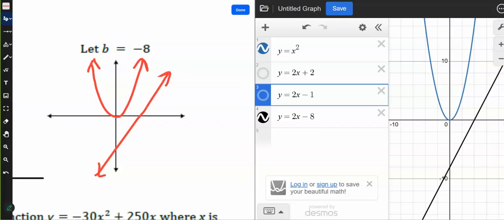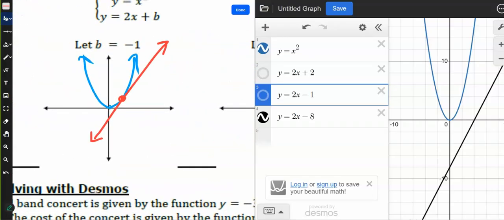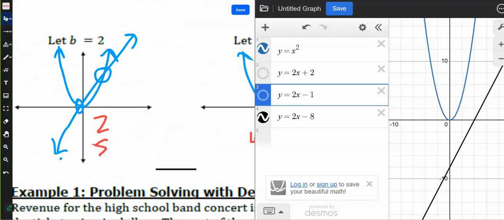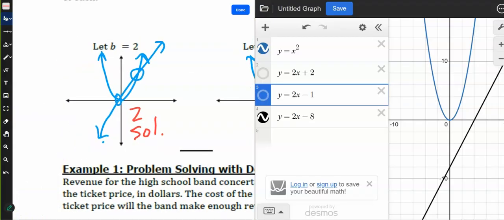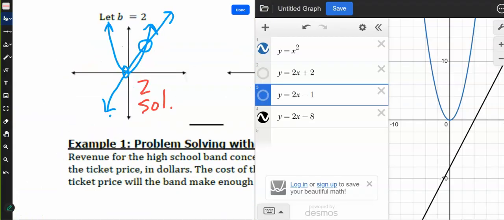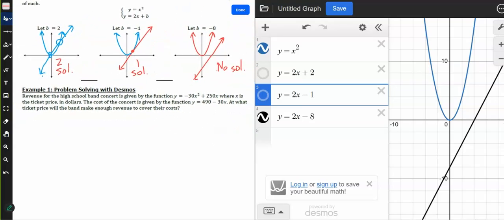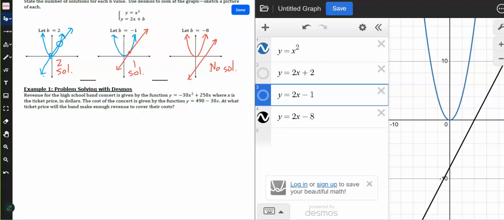Anyway, so that's a situation. You got no solution there. One solution and two solutions. So it'd really be nice if we had a way to be able to figure out which of the situations we're in, right? Now, I have shown you, it says problem solving with Desmos.